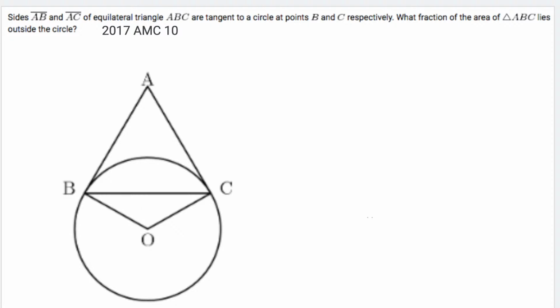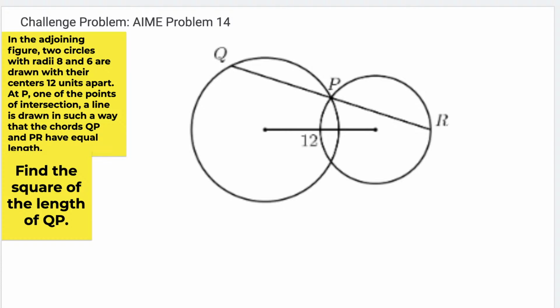So let's move on to the next problem. No, we're going to skip this since we don't have enough time. We're going to go to the challenge problem, which is AMC problem 14 from one of the years, and it's a very hard problem. Actually, it's not that hard, but it involves a lot of computation. In the adjoining figure, two circles with radii 8 and 6 are drawn with their centers 12 units apart. At P, one of the points of intersection, a line is drawn such that the chords QP and PR have equal length. Find the square of the length of QP.